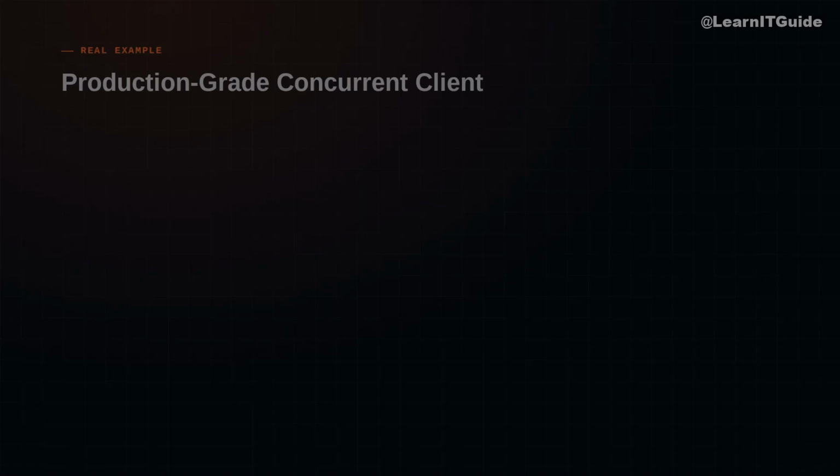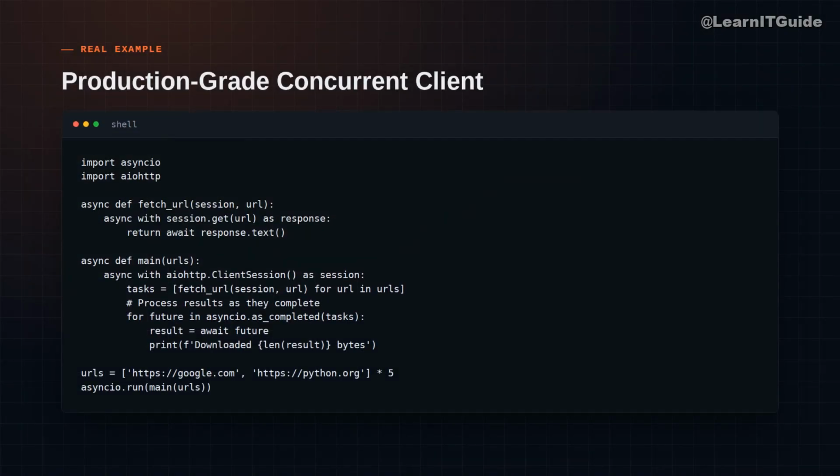In a real production environment, you would use a library like aiohttp to perform non-blocking network requests. Here, we create a session object. On line 10, we create a list of coroutines. On line 12, we use asyncio.as_completed.